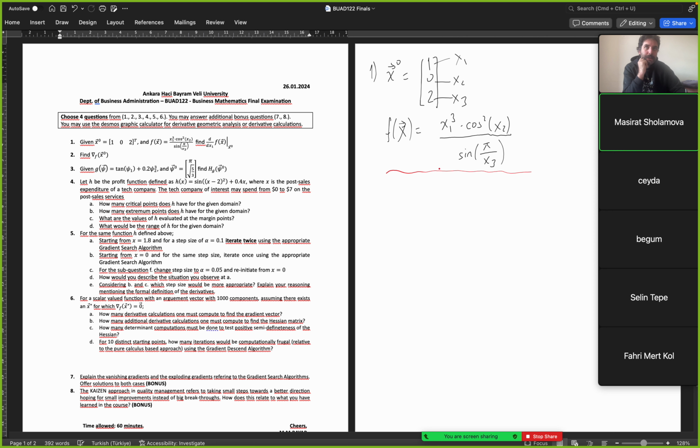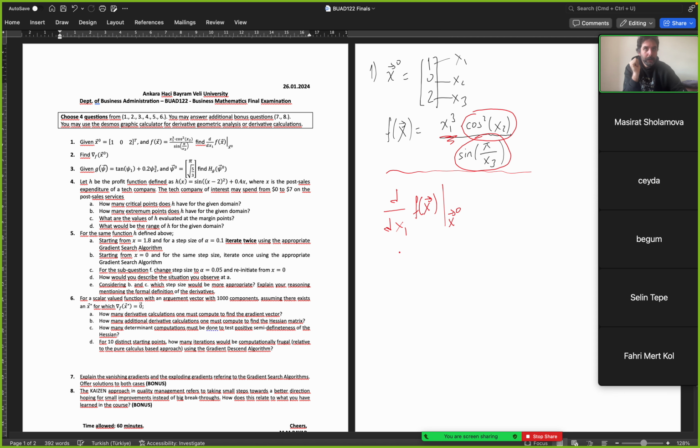Let me just differentiate this function with respect to x1 first. So we have d over dx1, and we are differentiating f of x just with respect to x1, and we are going to evaluate this at x0. So let's see. This is a constant, and that also is a constant. We are just differentiating with respect to x1. The other terms are just constants.